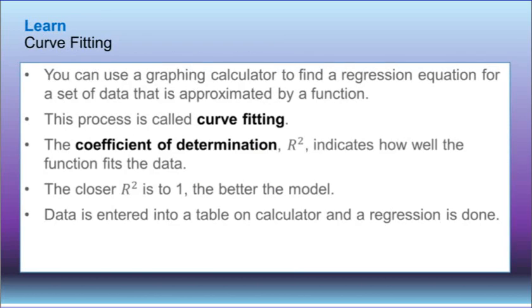Next, curve fitting. You can use a graphing calculator to find a regression equation for the set of data that is approximated by a function. This process is called curve fitting. The coefficient of determination, that's what they mean by r squared, indicates how well the function fits the data. So the closer r squared is to 1, the more accurate it is for that data set. Data is entered into a table on a calculator, and the regression is done, and it will come up with the equation for you.